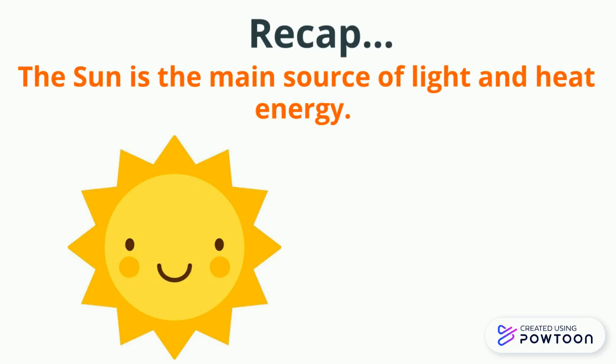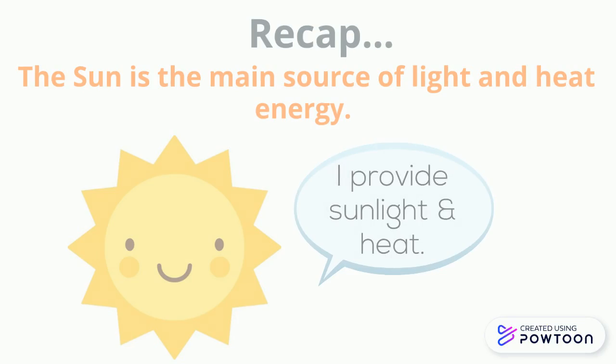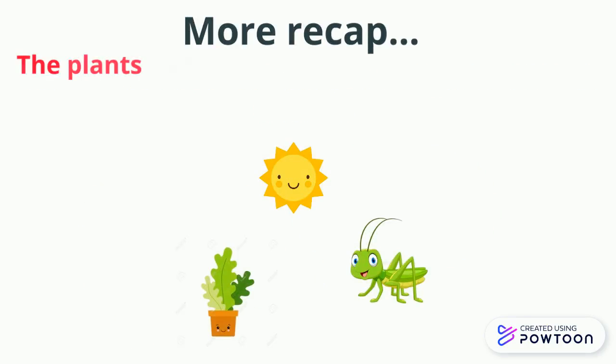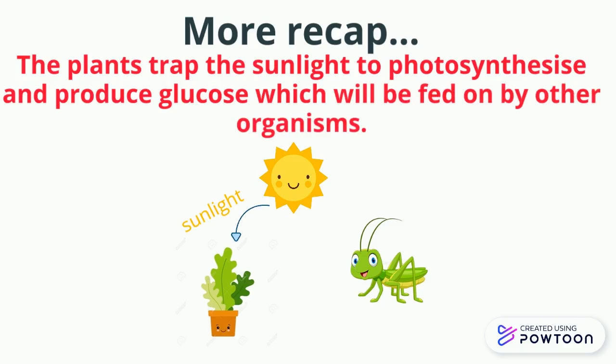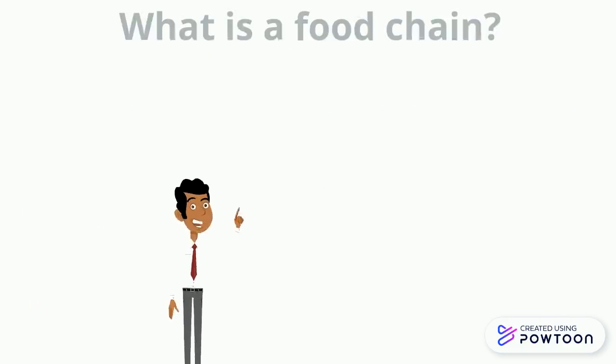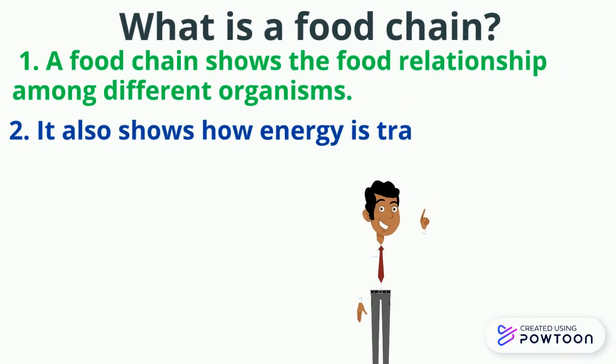The sun is the main source of light and heat energy and provides sunlight and heat for us. The chlorophyll in the leaves of the plant traps sunlight and photosynthesizes. The grasshopper then feeds on the glucose and obtains energy. A food chain shows the food relationship and how energy is transferred from an organism to another.